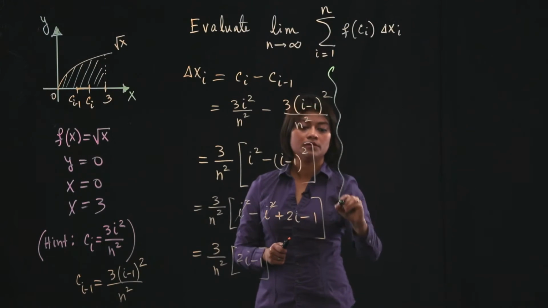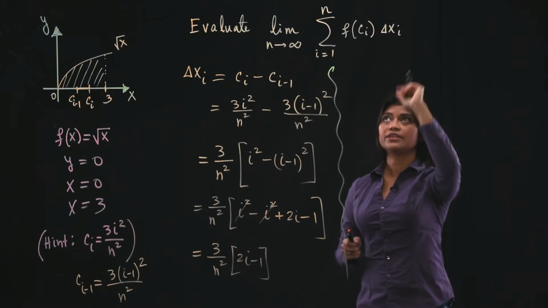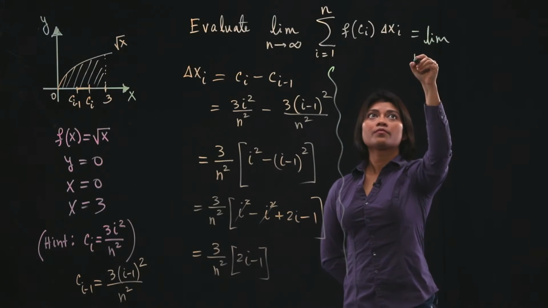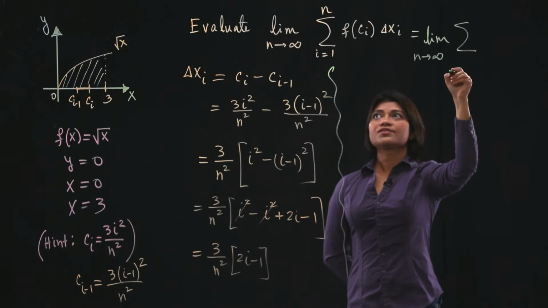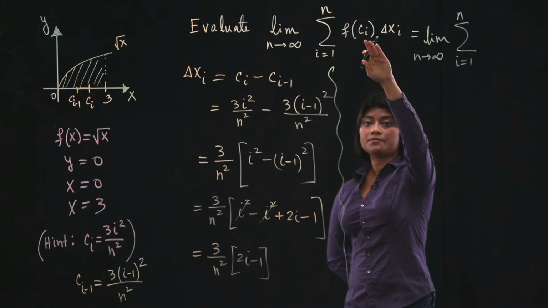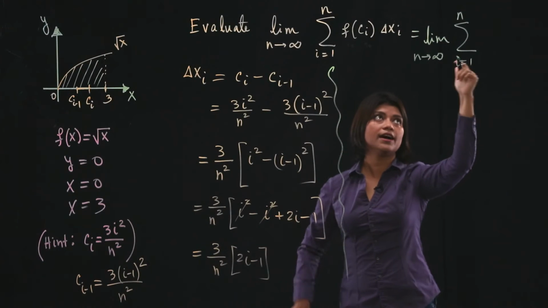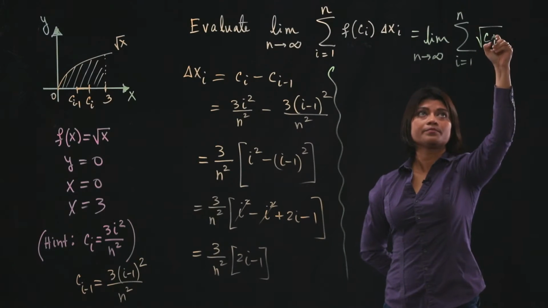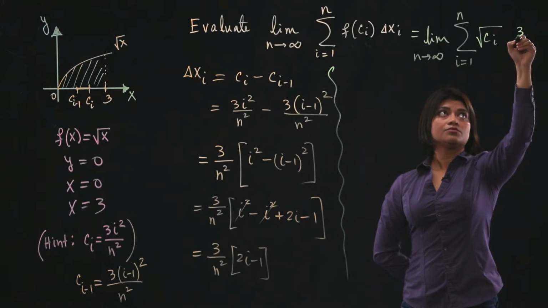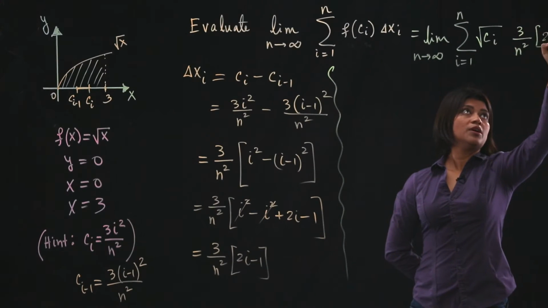All right. Now we come back to this limit expression and plug in everything that we have. So let's see. We have a limit, and then we have the sum, i equals 1 to n. We have to figure out f of ci. Now look, f of x is square root of x, so f of ci will be square root of ci. And then delta xi we have calculated right here. It's 3 over n squared times (2i minus 1).